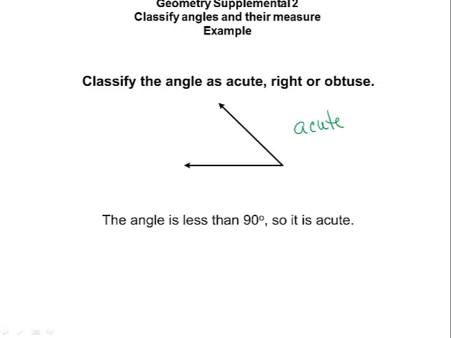So less than 90, it's acute. And we could double check that if we wanted to, just in case anybody was just like, well, are we sure it's less than 90? Well, let's check. Vertex goes right on that center. This lines up on the bottom. I read it this way, it's 35. Odd, definitely less than 90. So we're good.